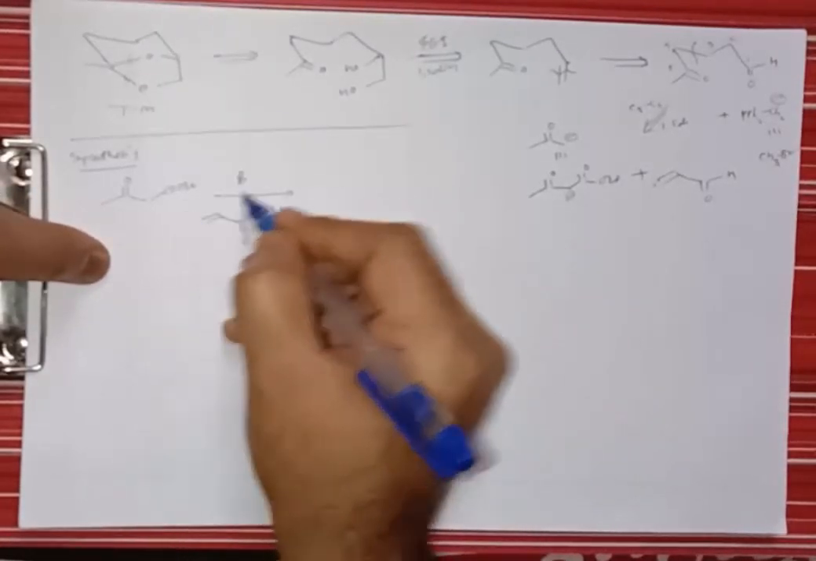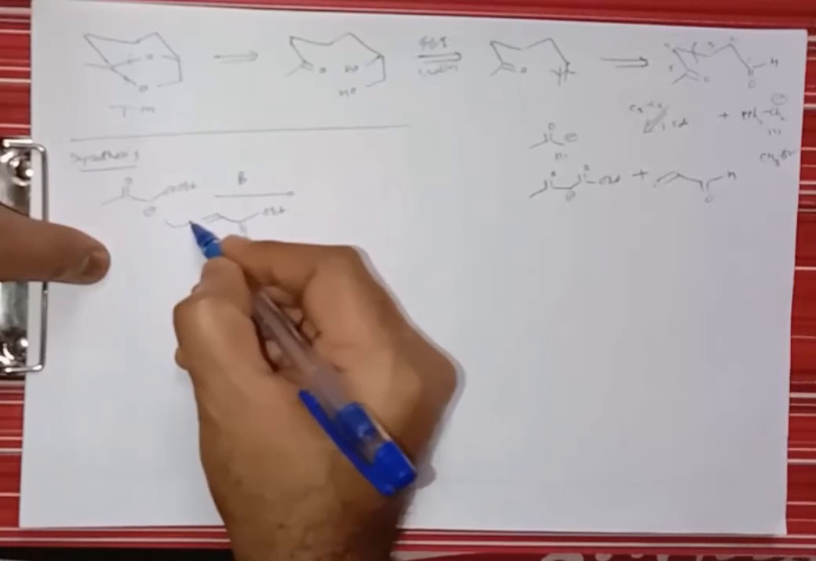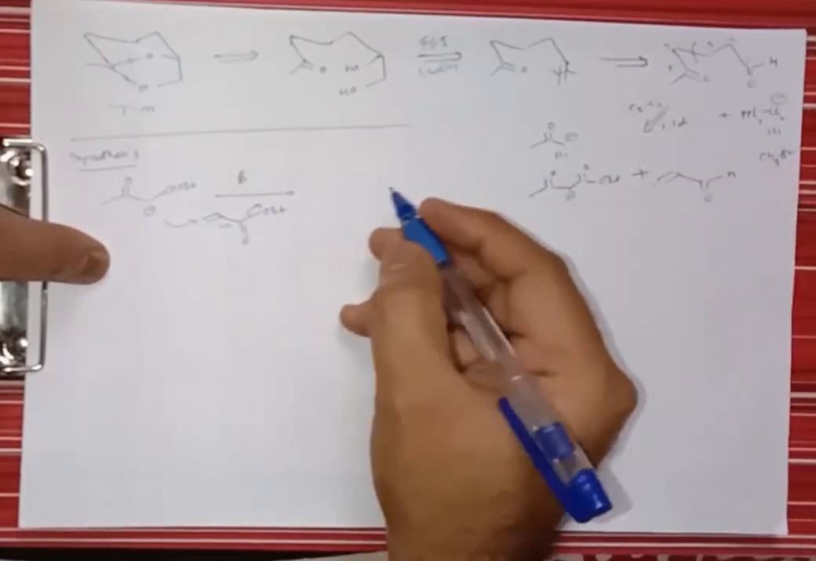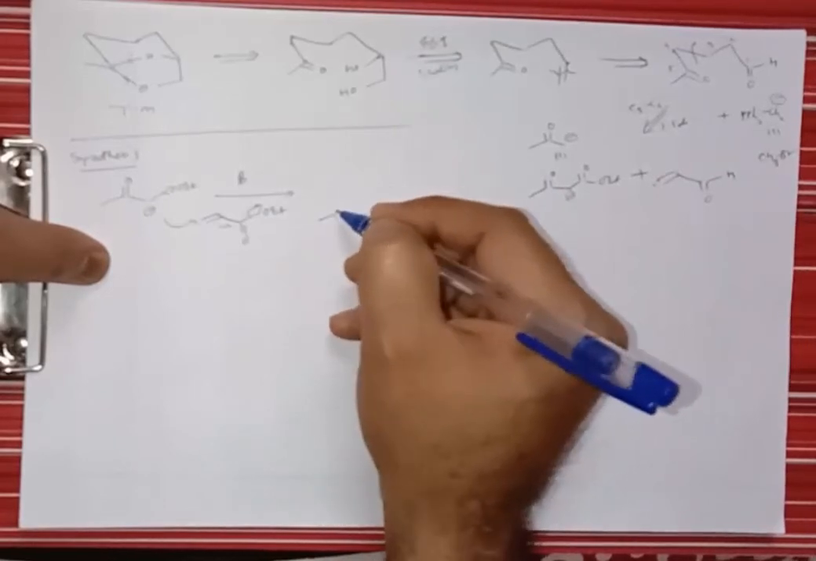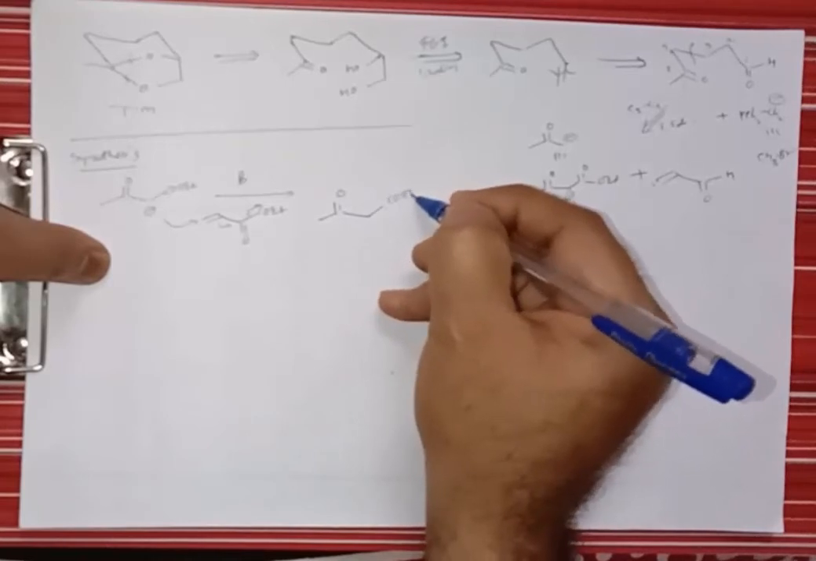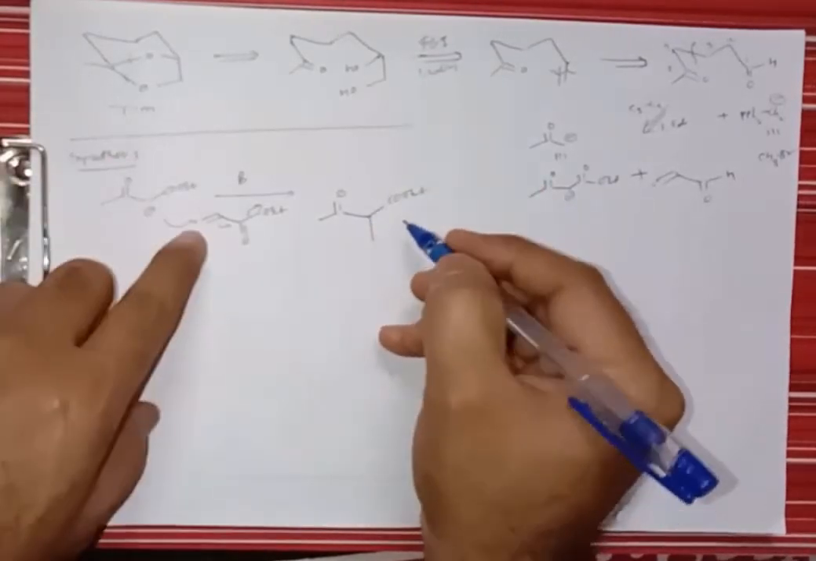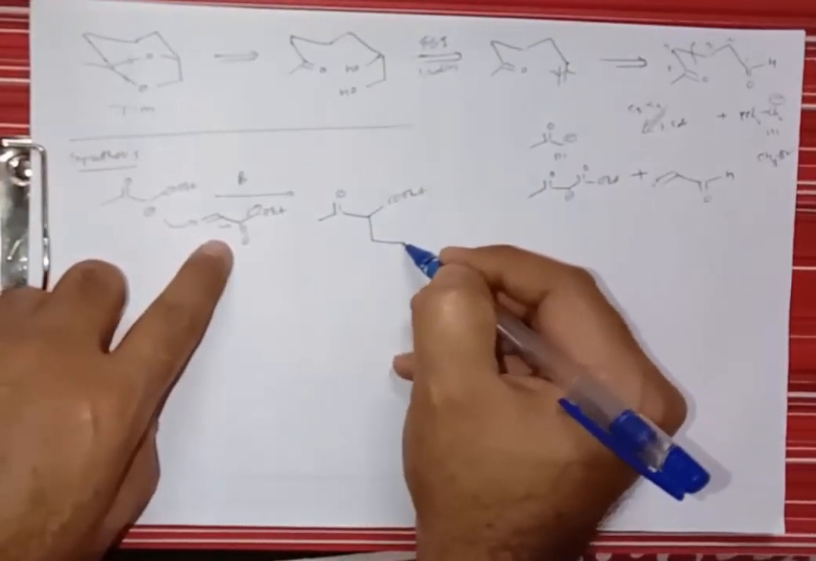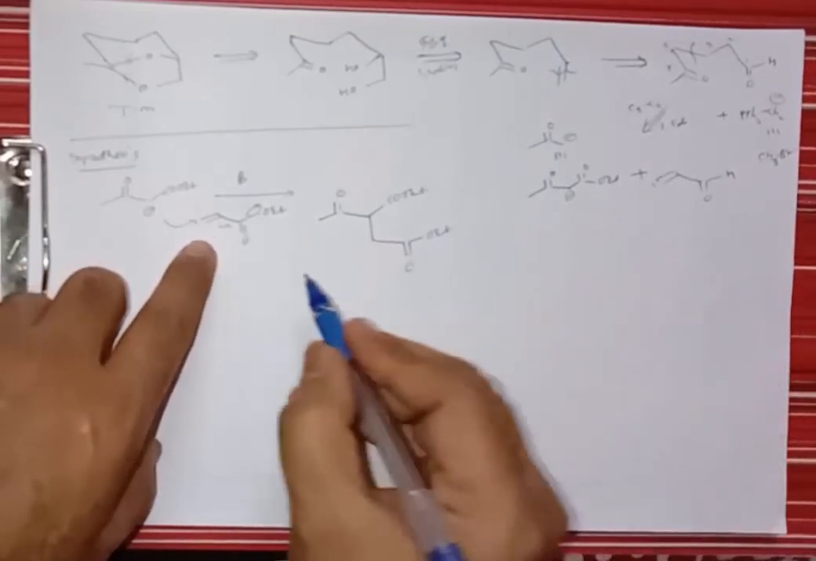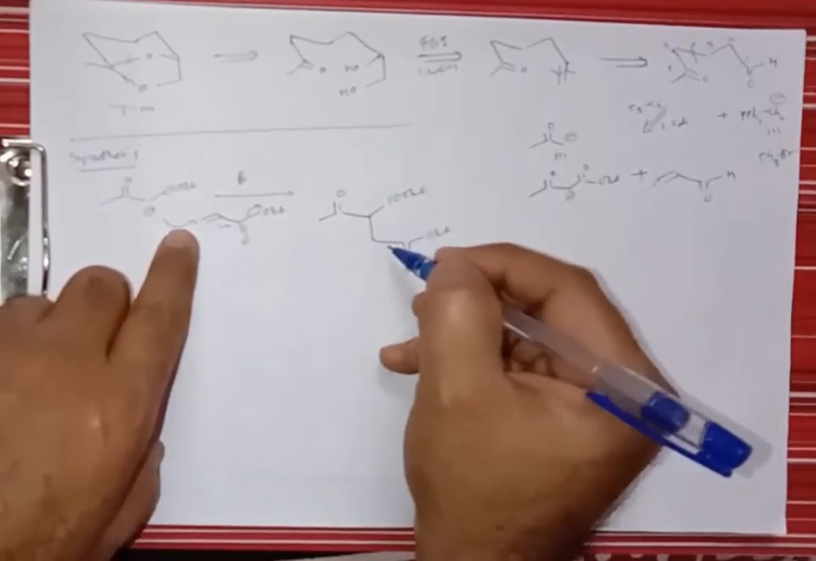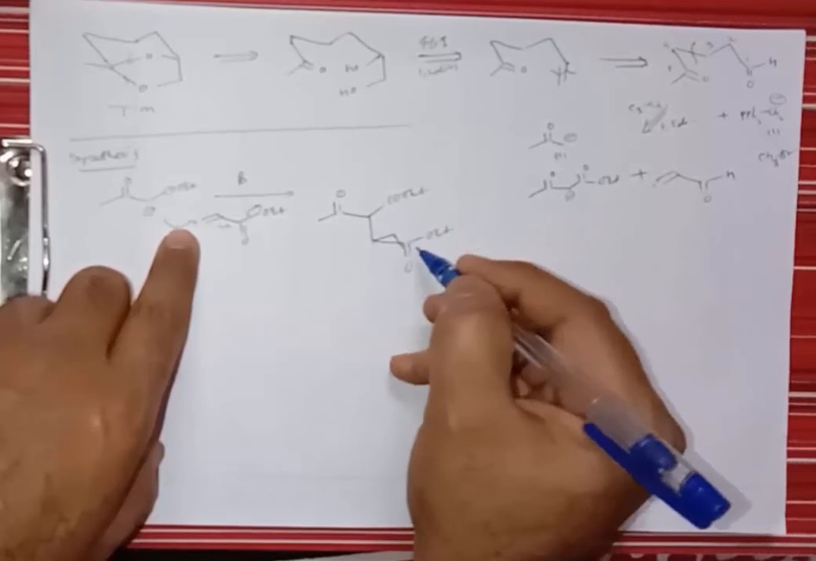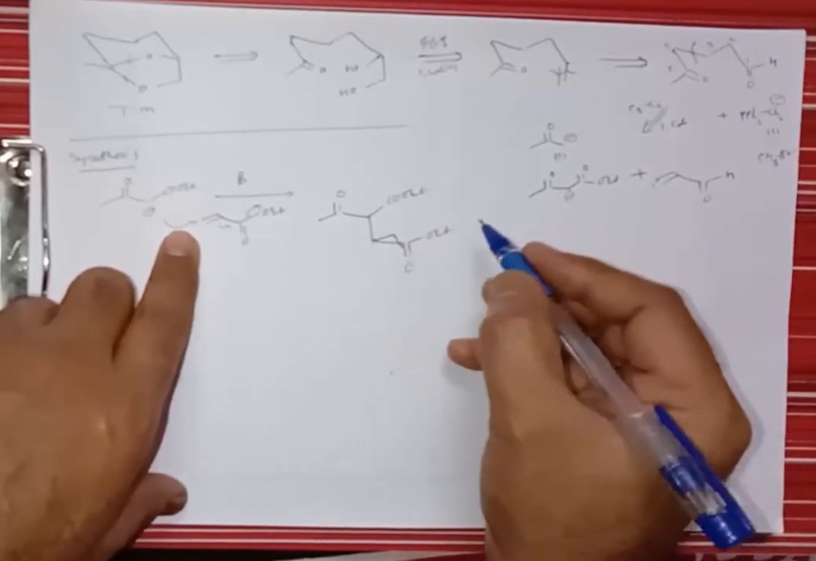Now what does it give? The base takes a proton from this side and attacks here, and it gives a molecule like this: CH3-C(=O)-CH2-COOEt, then CH2-CH2, then C(=O)OEt. In this way, that is CH2, then C(=O)OEt.